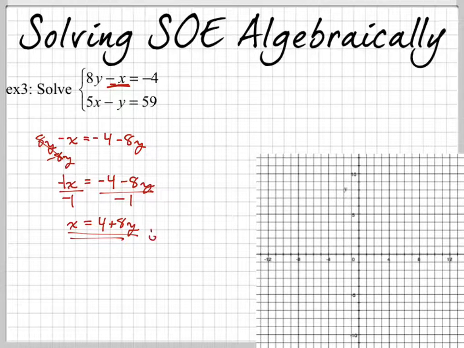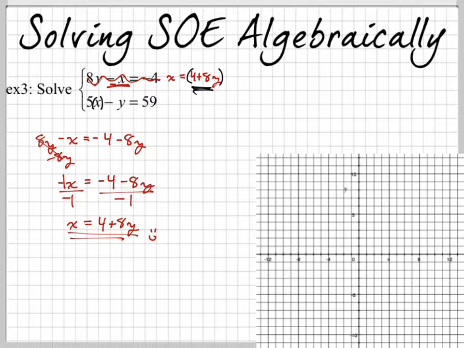Yay! Okay, so we come up here. We don't need you anymore because you're ugly. We want this one. x equals 4 plus 8y. So there's our new equation. We manipulated it to make it do what we want. Now x equals this. So I'm going to take this x out and put in this.